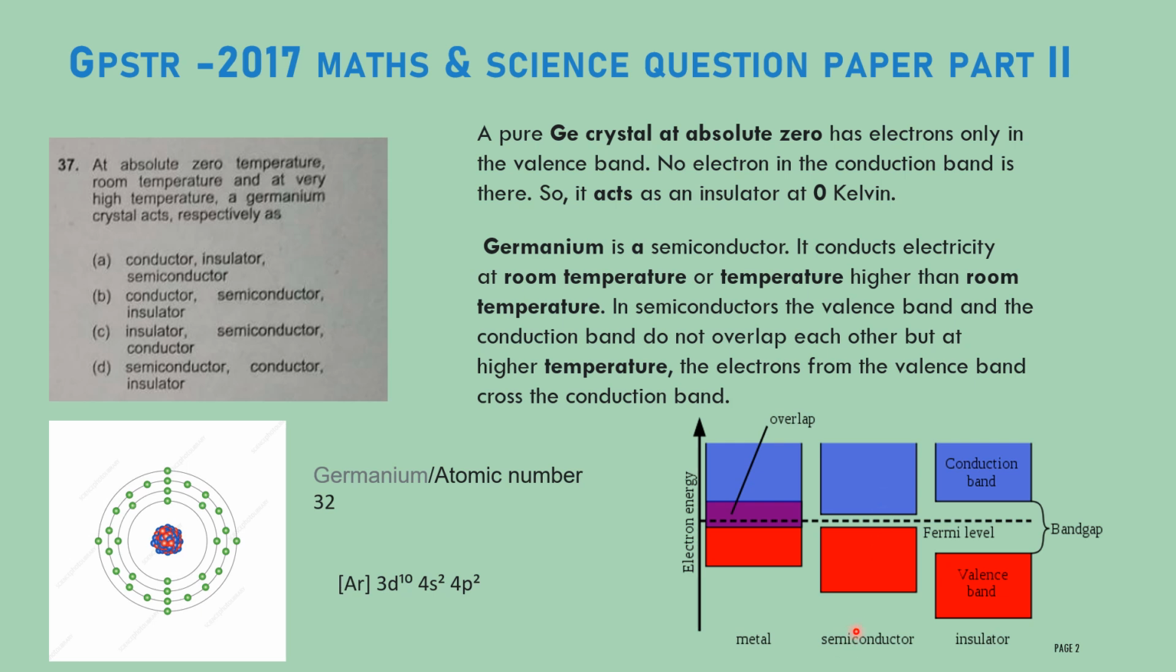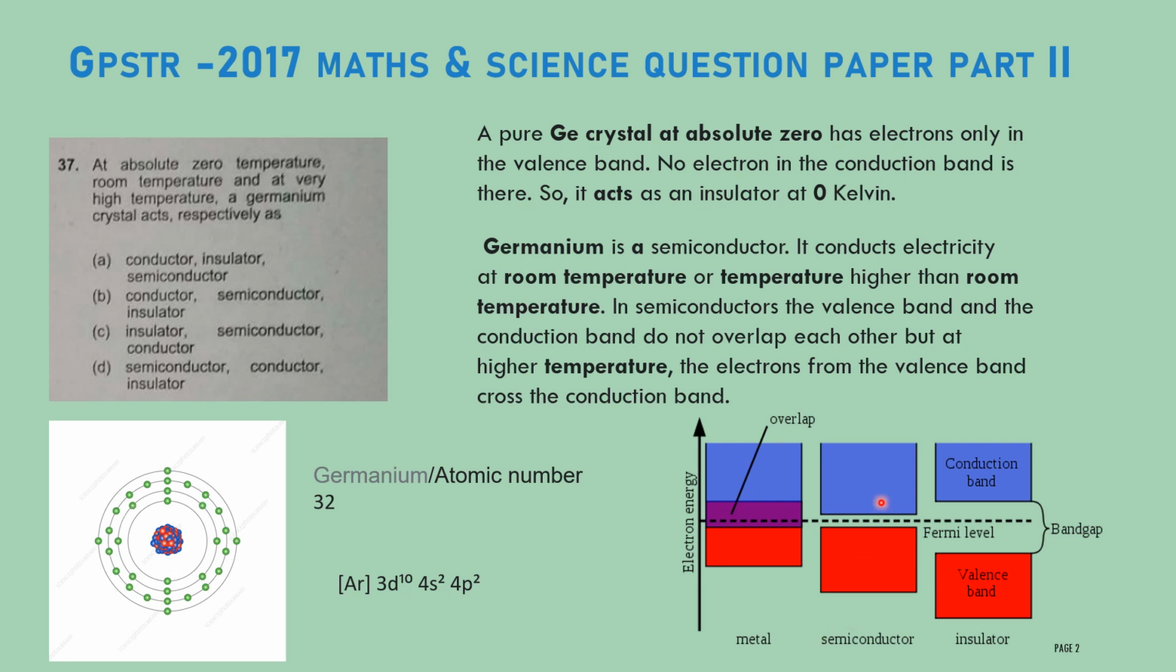What is meant by semiconductor? A semiconductor is an element that partially allows electricity to pass through it, because not all the valence electrons jump to the conduction band. Only a few valence electrons go to the conduction band. Those few electrons are involved in the conduction of germanium. Therefore, at room temperature, germanium acts as a semiconductor.